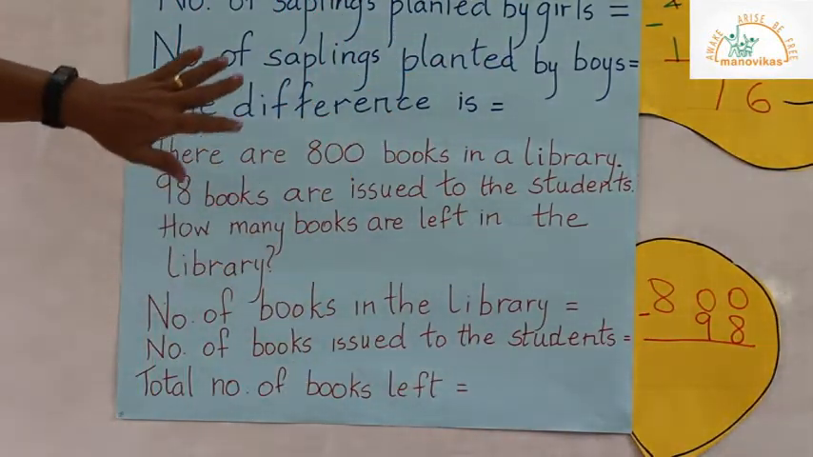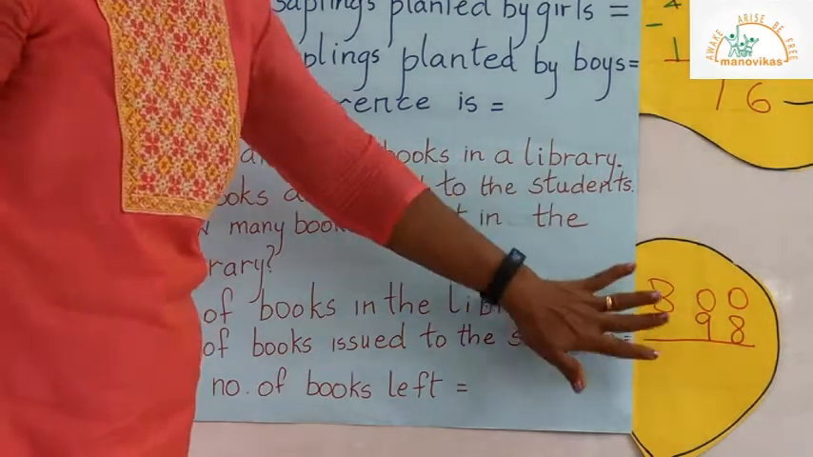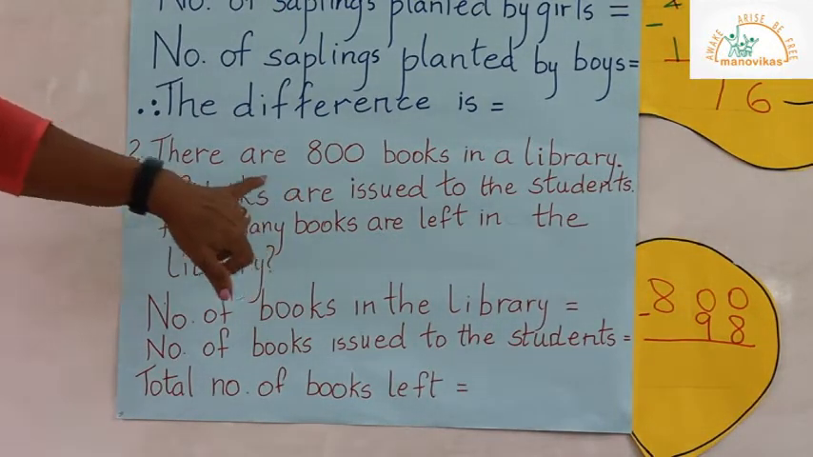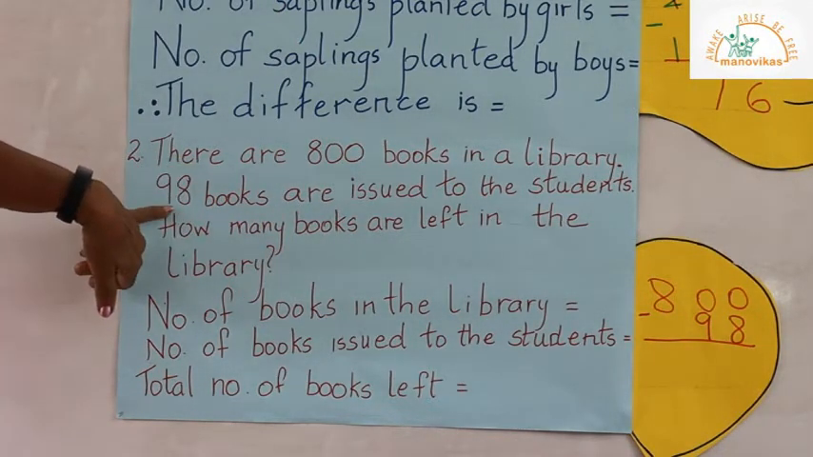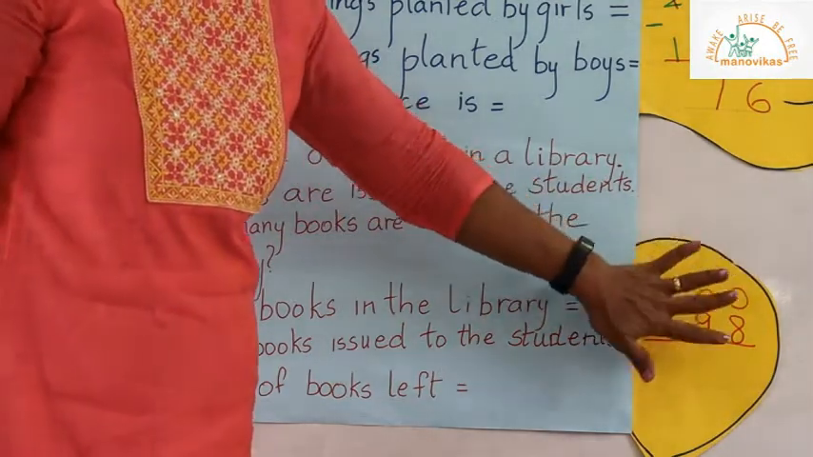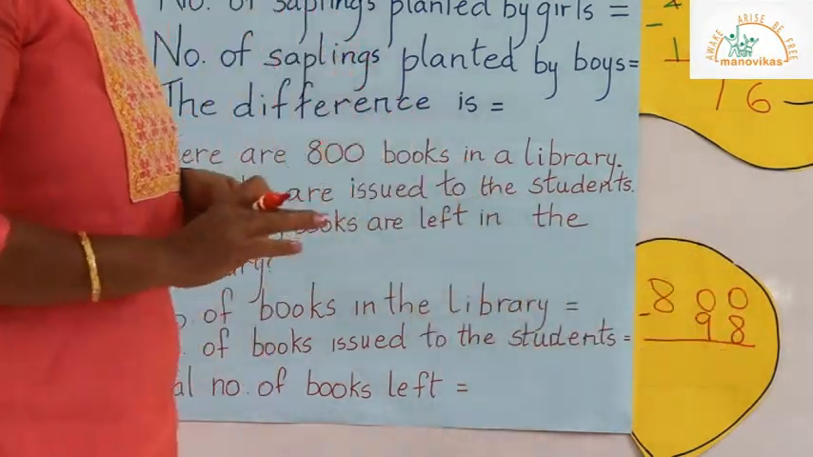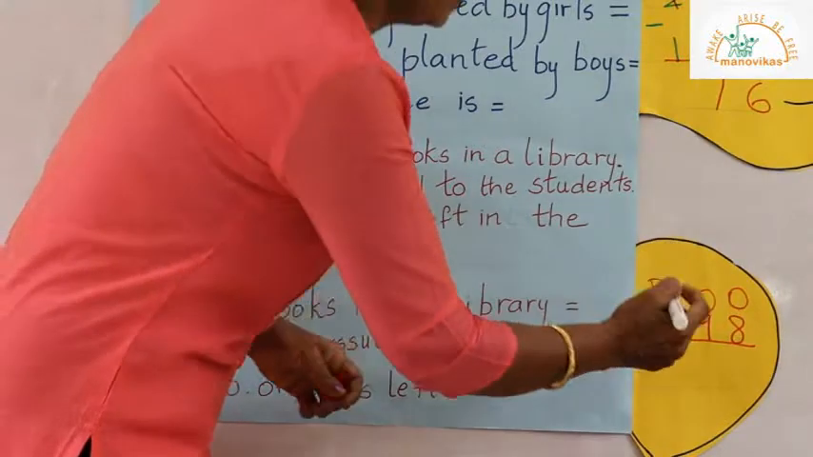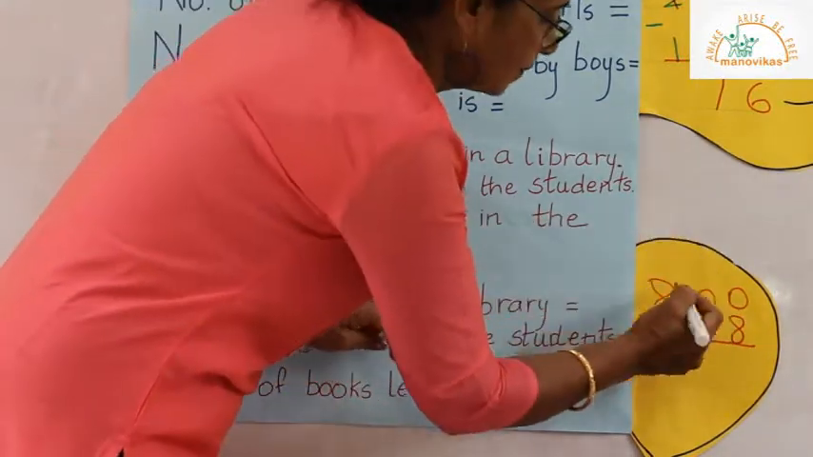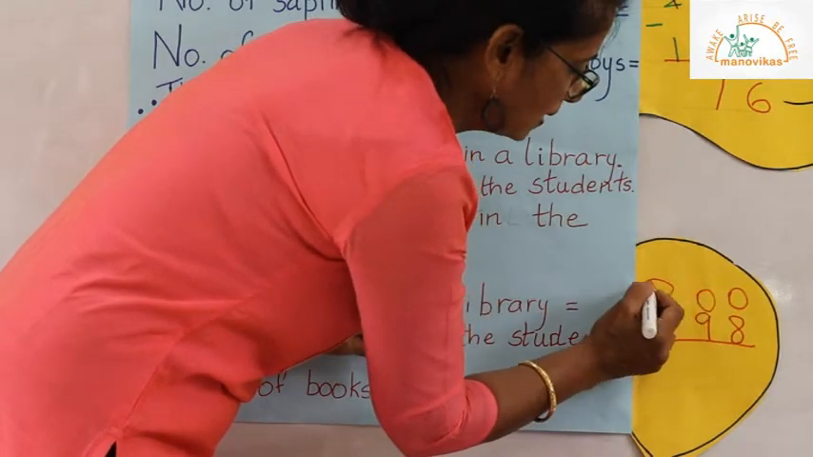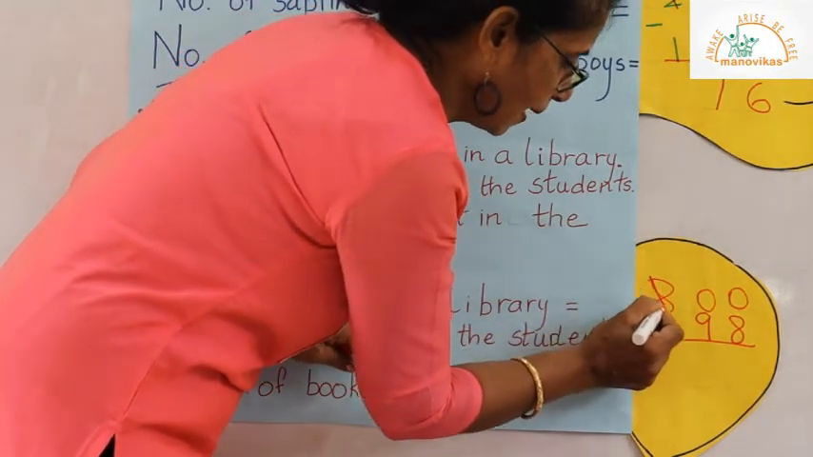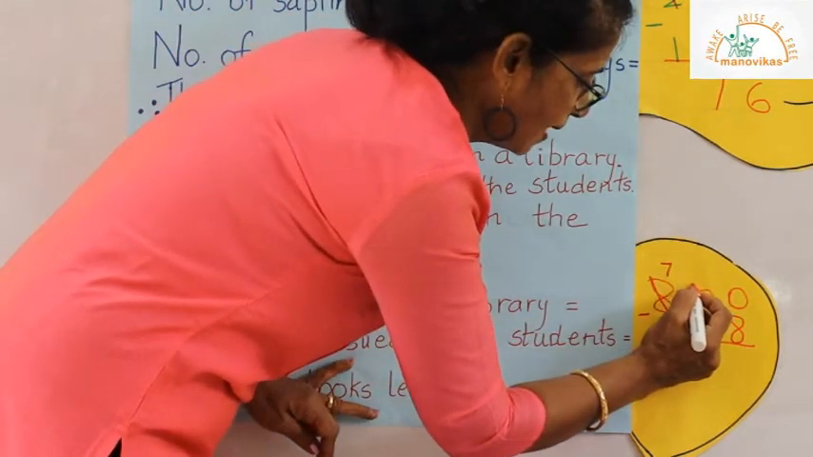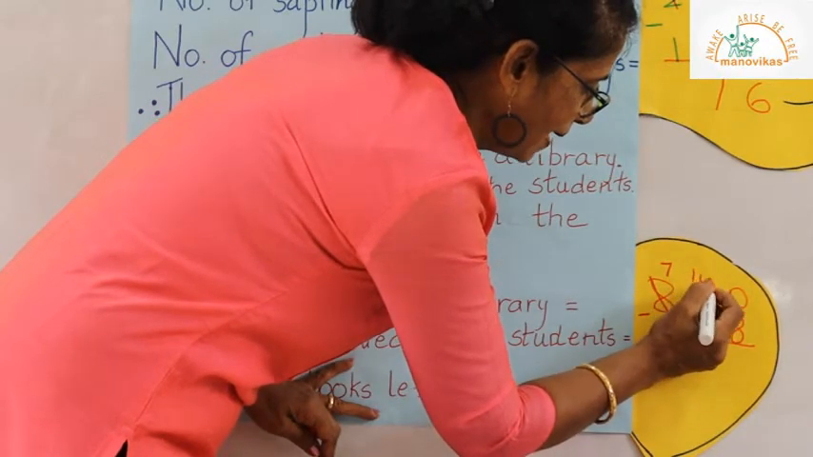Before doing the subtraction, you have to take care that you write the numbers in the place value, because the second number, the books issued, is 98. It's a 2-digit number, while the books in the library is a 3-digit number. It's 800. So now we need to take away 98 from 800. Let's borrow, because we cannot minus from a 0. So we will start from the hundreds place. When we take away 1, this number becomes 7, and this number becomes 10.